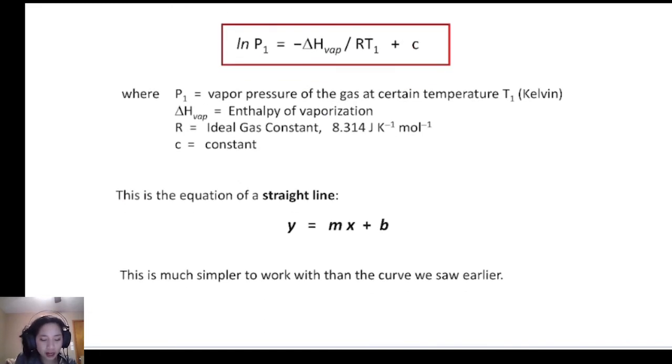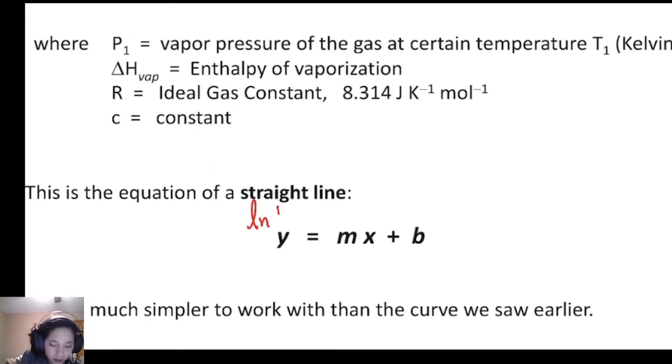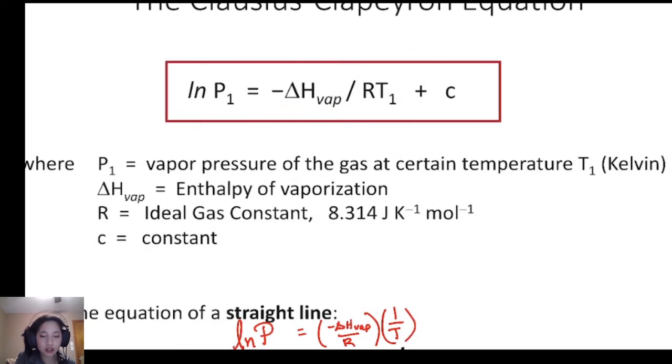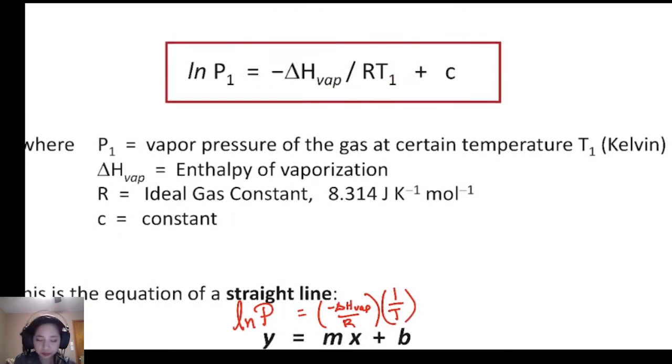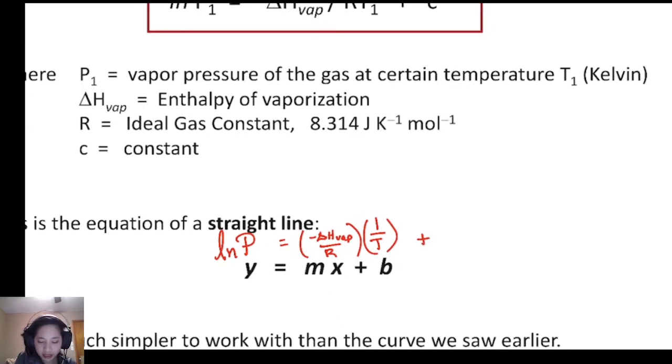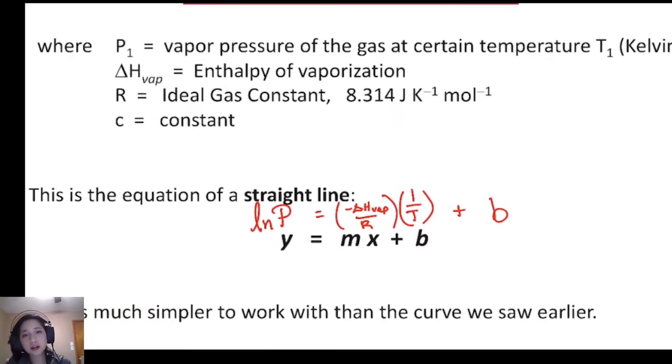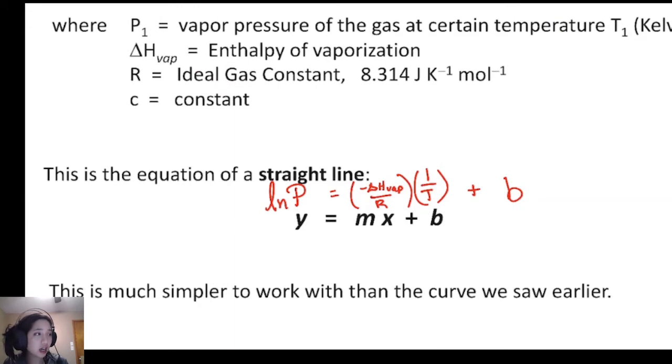So you can rearrange this equation into a straight line. Essentially, this is what it becomes. You have this ln P, that's Y, equals M, which is negative delta H vap over R, times X, which is 1 over T. So I just did some mathematical rearrangement of this quantity. And then plus B or C, which is our constant. So you can see how the Clausius-Clapeyron equation can turn into a straight line.